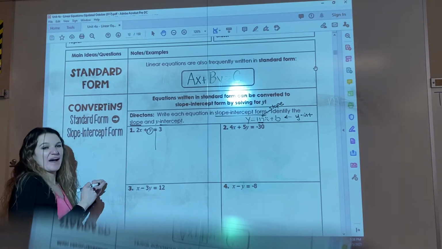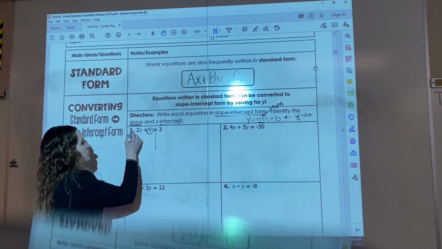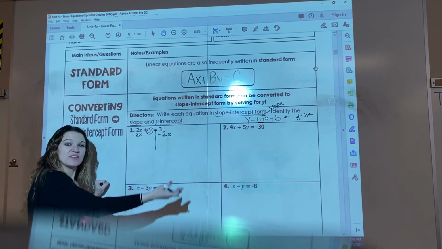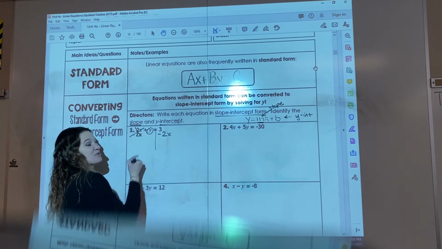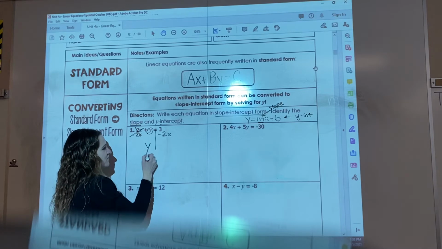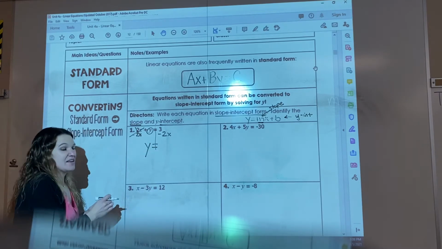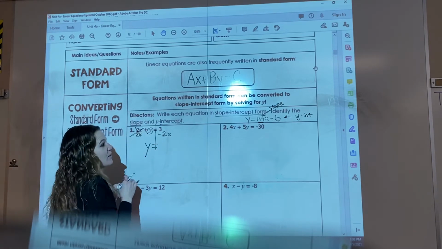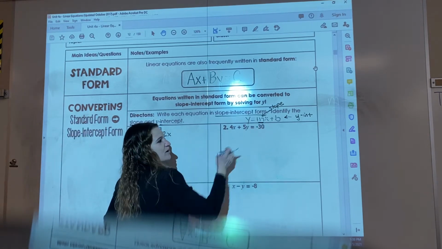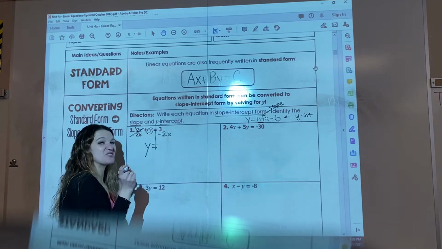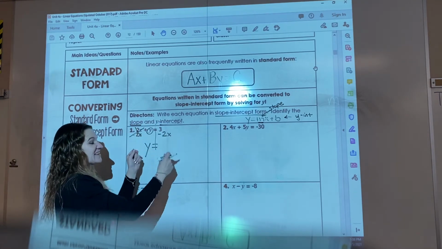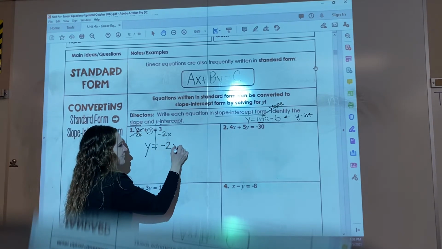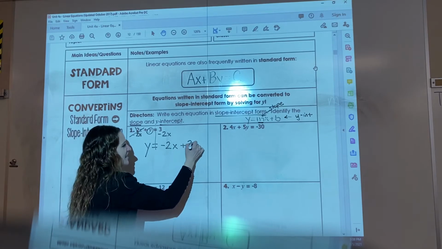I need to get rid of this 2x. Currently, it's a positive 2x, so I need to subtract it. But what I do to one side of the equation, I have to do to the other side of the equation. This goes away. I'm going to drop down what I have left over, which is y equals. Now I have two things over here, the 3 and the negative 2x. Now I know that my form has to have that x term come first, and I can't combine them because they're not like terms. If they both had an x, then they would be like terms. So I have to write this negative 2x first, and then this positive 3 at the end.